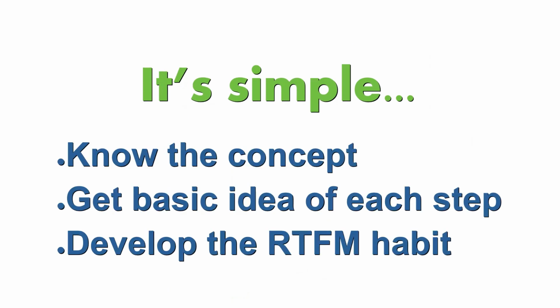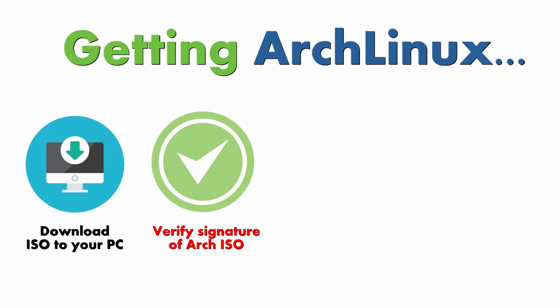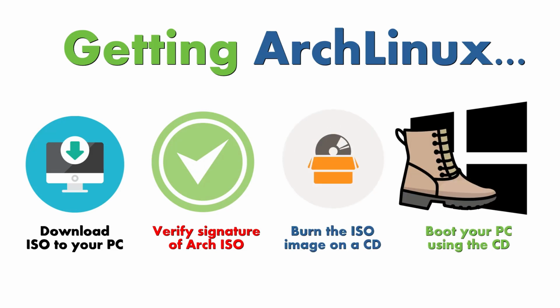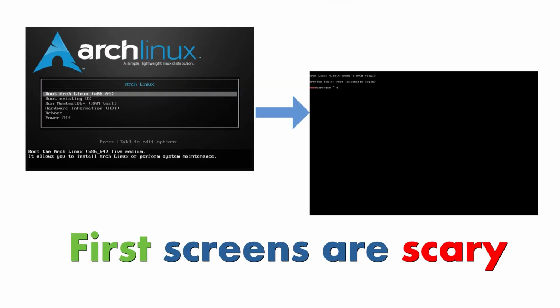Overall, Arch installation is very simple. You just need to know the concept, know the basics, and be ready to read Arch Wiki pages, which may be daunting to begin with, but the habit grows on you. Get the Arch ISO, burn it on a CD, and boot your PC using it. The first screen after the boot might be scary, but all you need to do is read the beginner installation guide on the Arch Wiki pages.